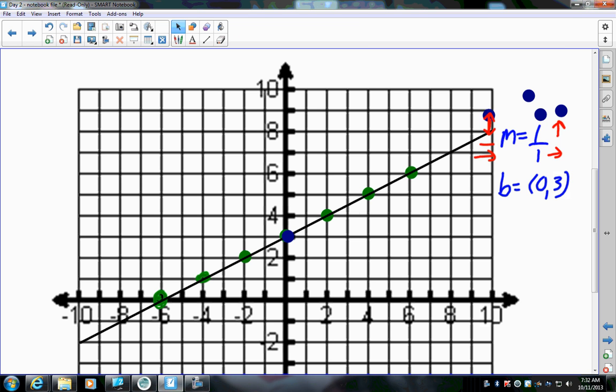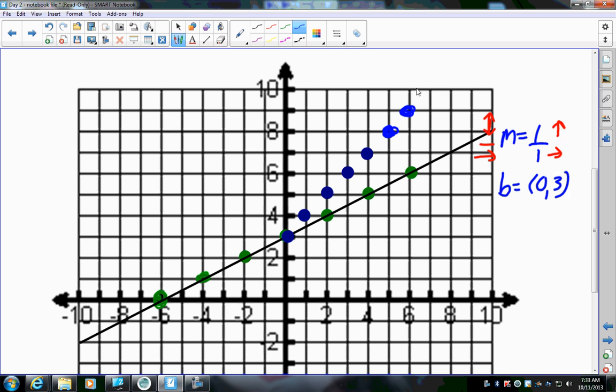Okay, so here we go. I go back to my y-intercept. I go up 1, to the right 1, put a dot. Starting here, up 1, to the right 1, put a dot. Up 1, to the right 1. And I can keep doing that, going up 1, to the right 1 and making a dot.